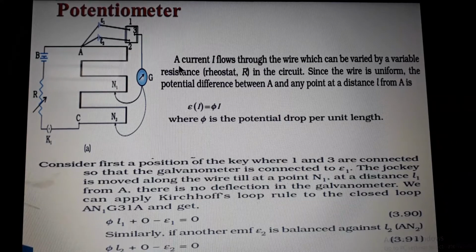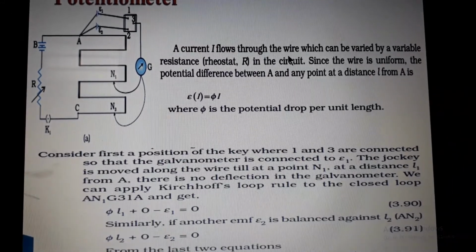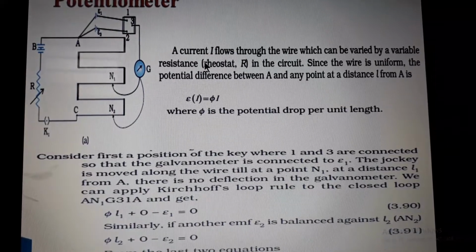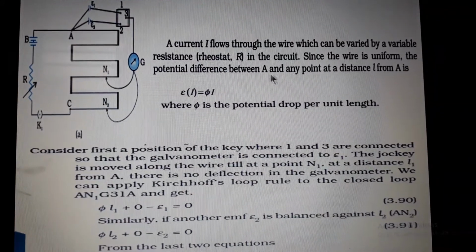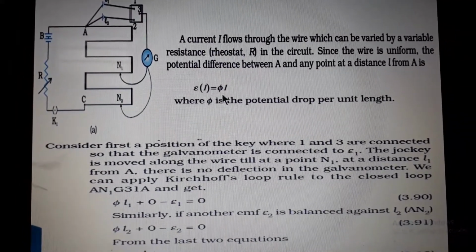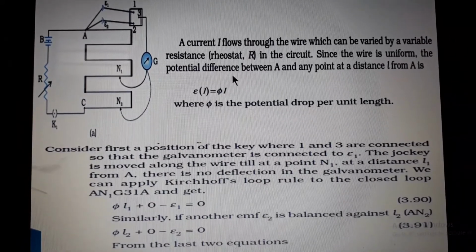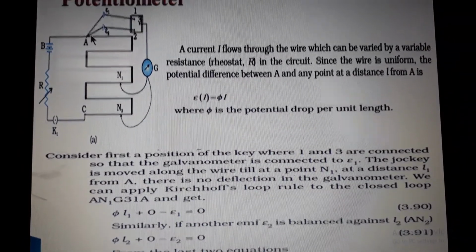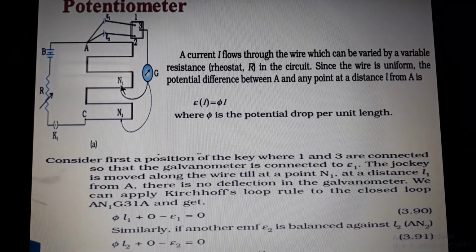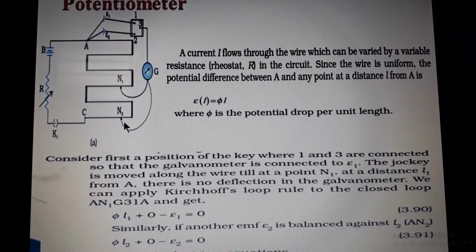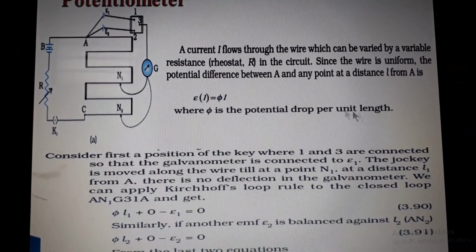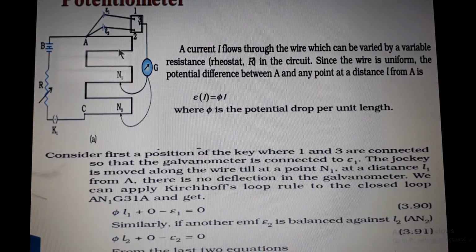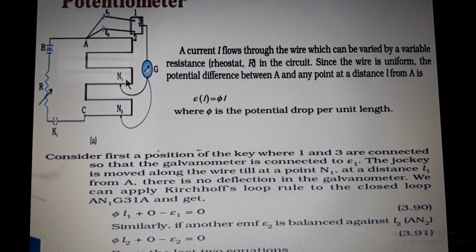First of all, a current I flows through the wire, which can be varied by a variable resistance, rheostat R, in the circuit. Since the wire is uniform, the potential difference between A and any point at a distance L from A is E of L equal to phi L. That means the potential difference between A and any point, say N1 or N2. So E of L is equal to phi L, where phi is the potential drop per unit length, and L is the length between A and N1, or A and N2.